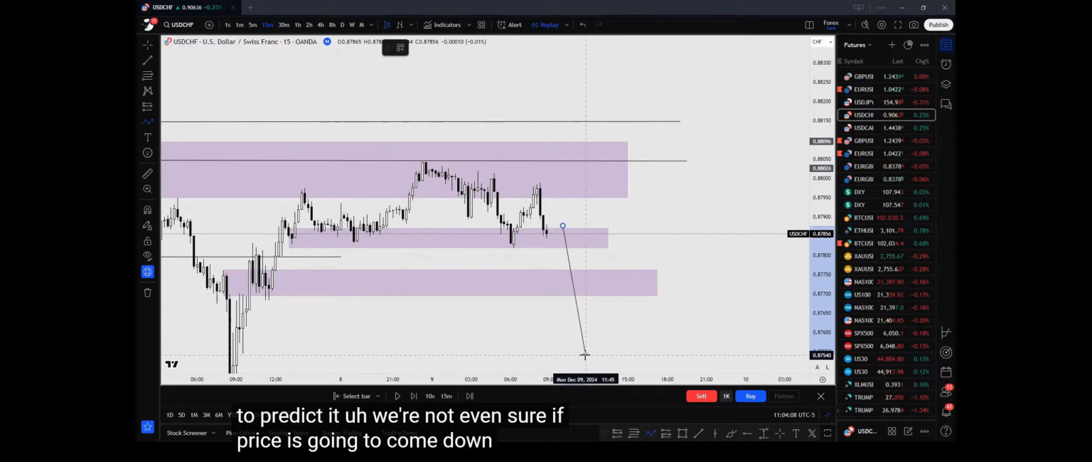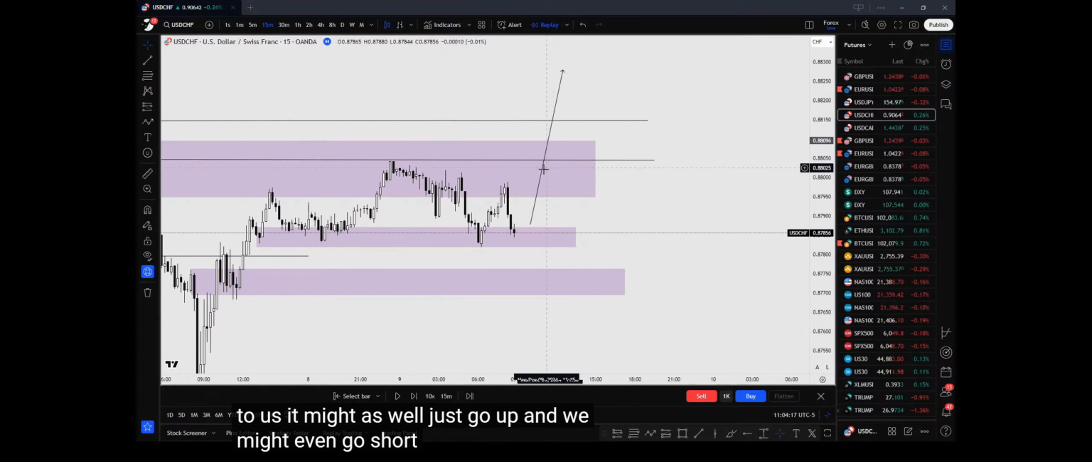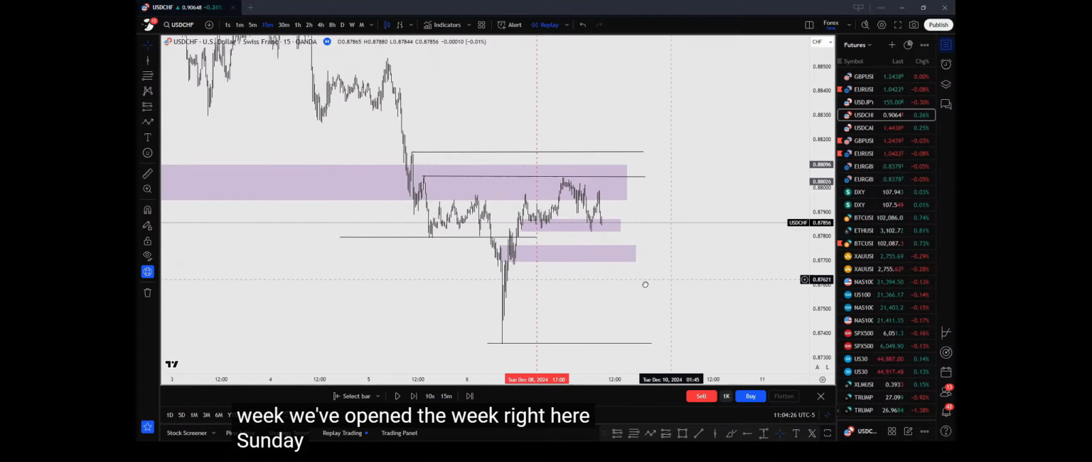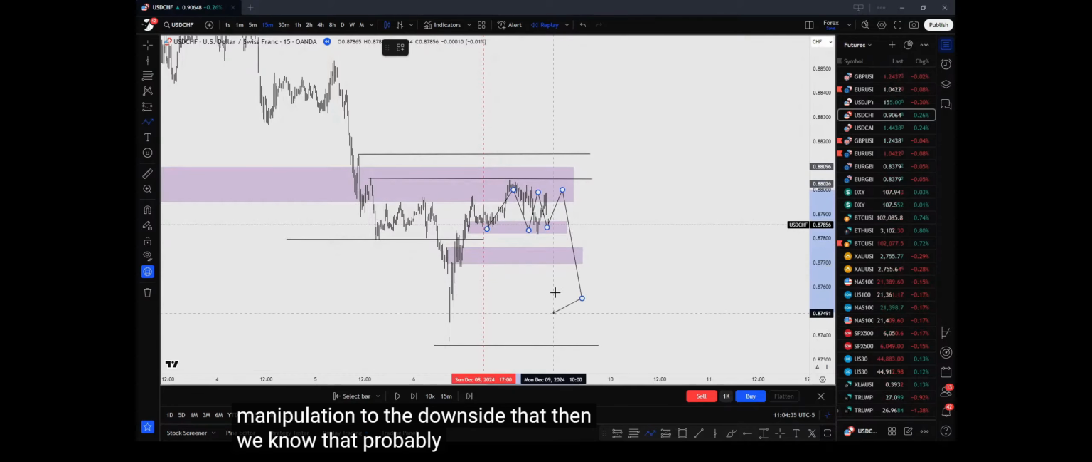We're not even sure if price is going to come down so that we can go long. So we're not going to predict it with arrows. It doesn't matter to us. It might as well just go up, and we might even go short. Since it's a Monday, start of the week, we opened the week right here, Sunday, 17. If we got the manipulation to the downside, ranging, then we know that probably this might be the low of the week.